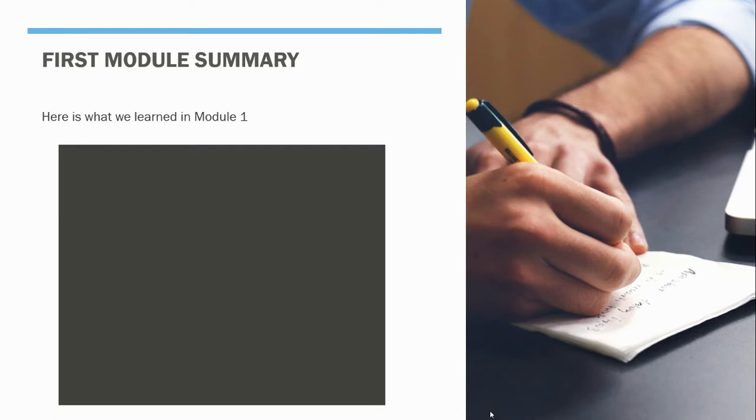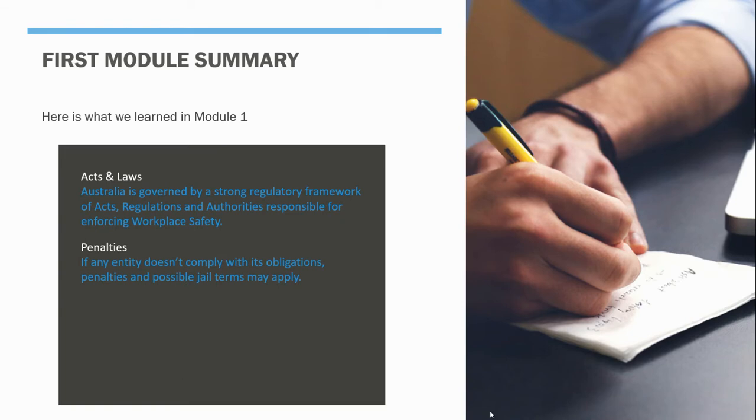In the first module, we learned that Australia is governed by a strong regulatory framework of acts, regulations and authorities responsible for enforcing workplace safety. We also learned that if the entity doesn't comply with its obligations, penalties and possible jail terms may apply. We learned that safe systems of work form a framework for an organisation to meet its obligations, and that action in line with safe systems of work is required.